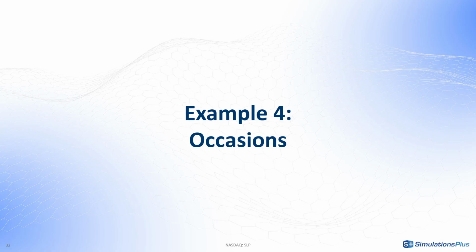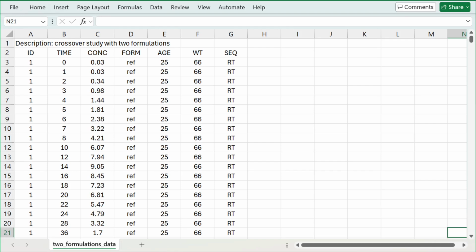The next example contains occasions. The dataset has PK measurements for 2 formulations from a crossover study. These measurements should be treated as separate periods. I also need to add doses for each formulation. And if I want to define different absorption models for each formulation, I will need to distinguish them with an administration identifier. So let's see how to do that with data formatting.